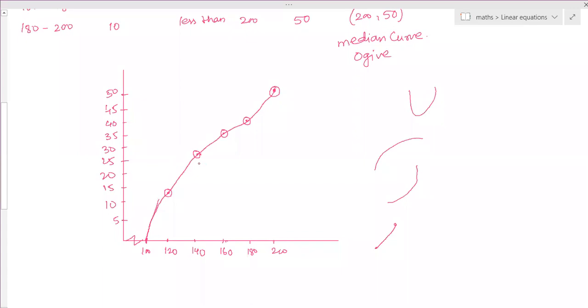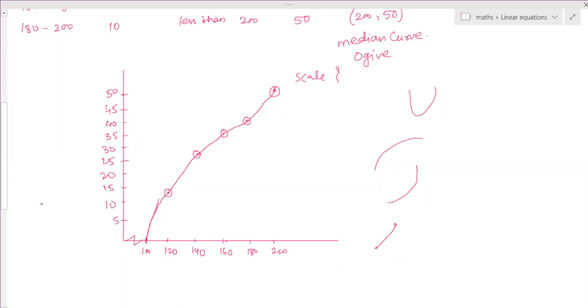From this graph, the lower quartile and upper quartile can also be found out. That is a different part which can be done from the graph itself. Now here, this is the graph we are drawing. Scale properly you have to mention. Scale carries half marks. On the x-axis and on the y-axis, what you are taking, you have to mention.